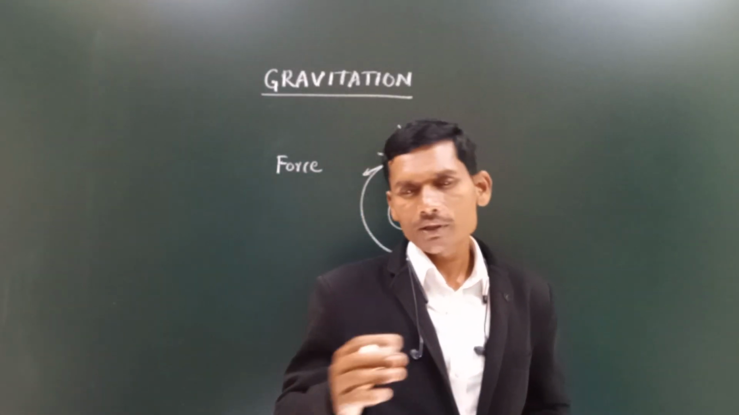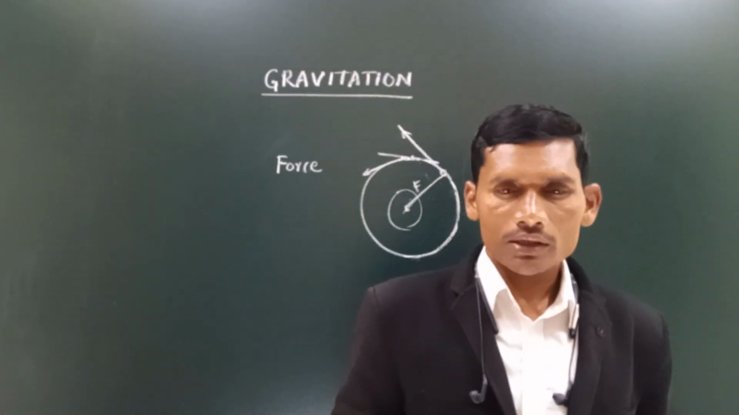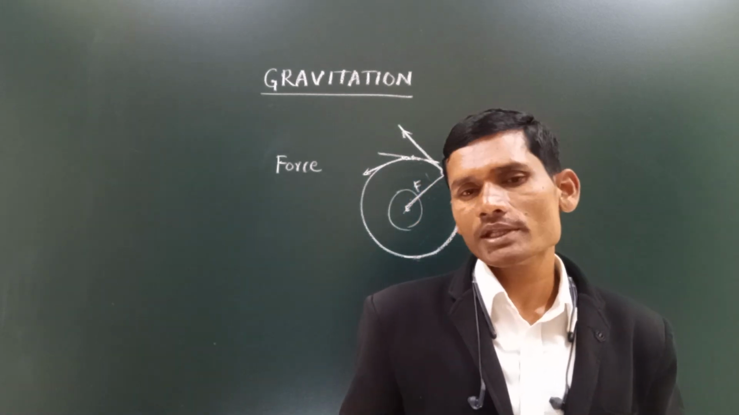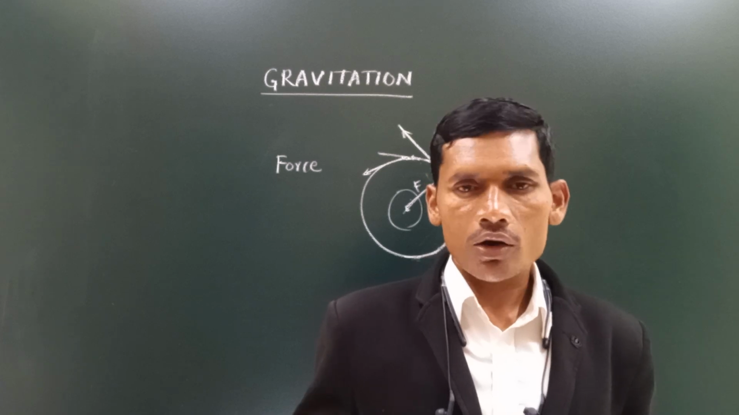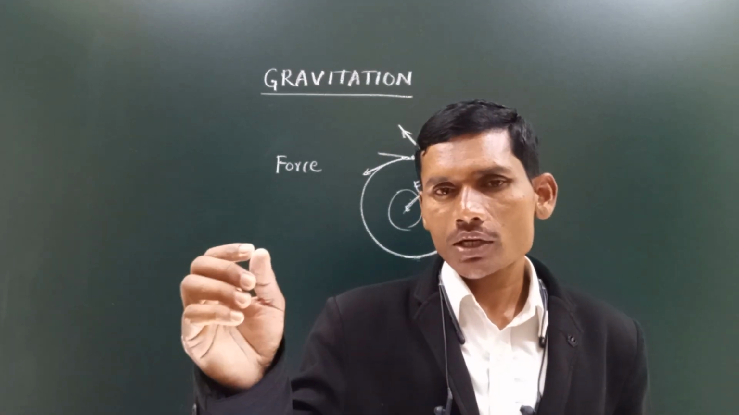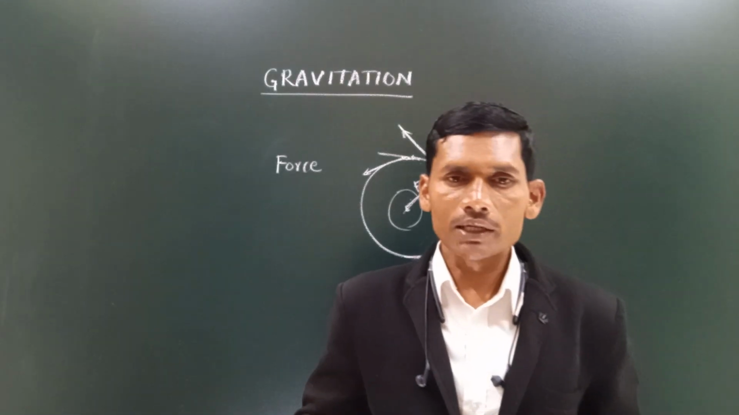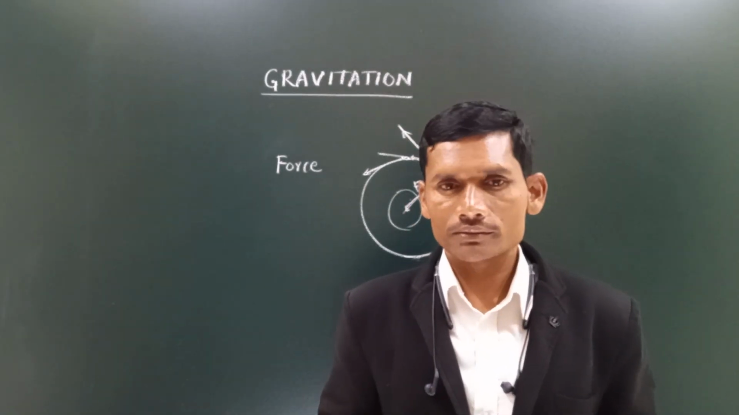Now, coming to the same argument he had told in the beginning, that the same force is responsible for falling of the apple or motion of the moon around the earth. Same type of force is acting on them, he said. And he also said this is gravitational force, he said.